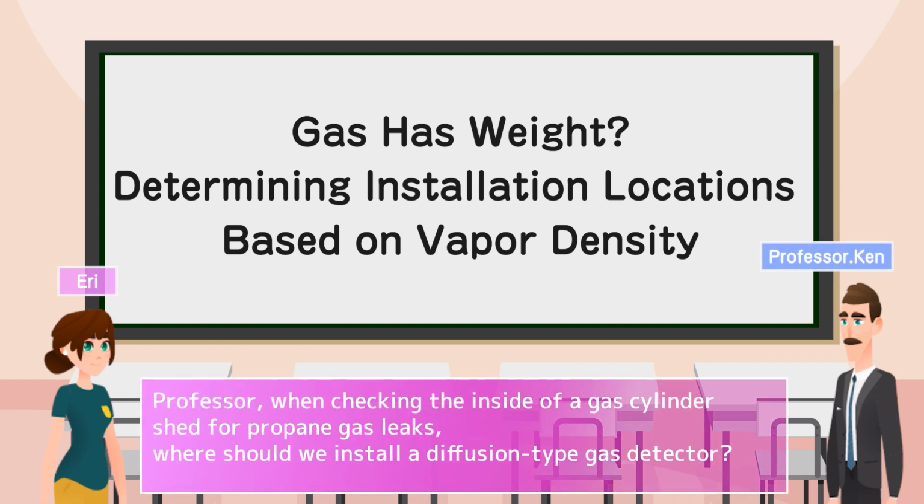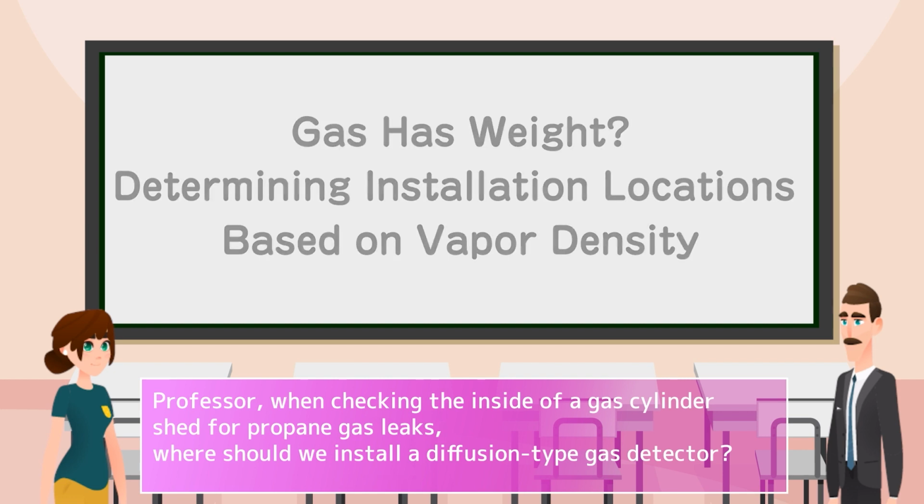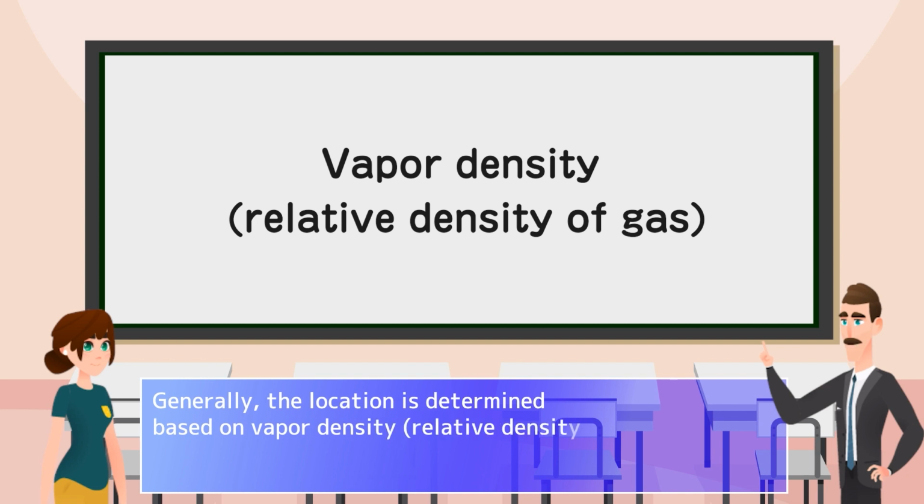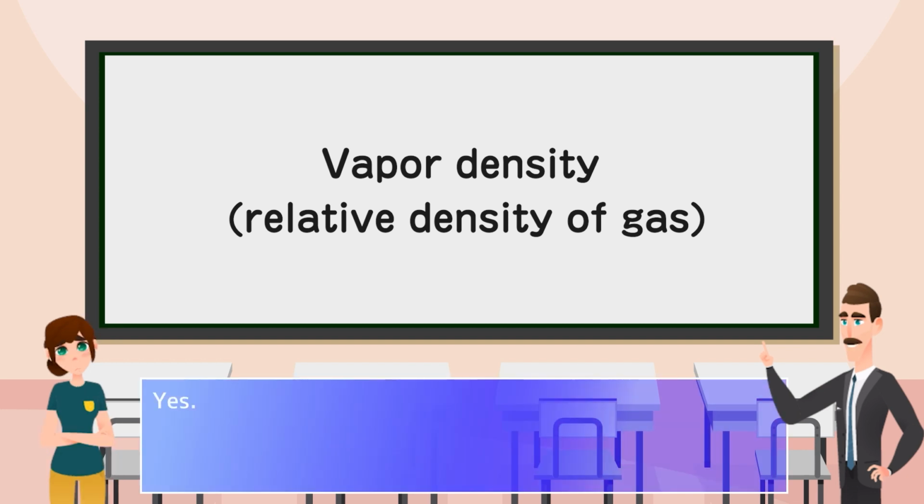Professor, when checking the inside of a gas cylinder shed for propane gas leaks, where should we install a diffusion-type gas detector? Generally, the location is determined based on vapor density. Vapor density? Yes. It tells you if a gas is heavier or lighter than air.